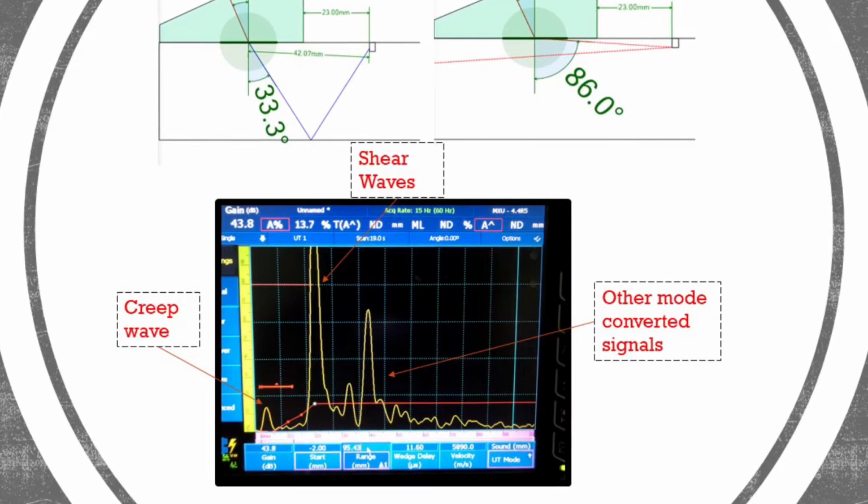While inspecting lower thickness, we have to note that the shear components will have the higher echoes, or will be dominant. And in the figure we can see that the creep wave is very small in amplitude and the other components are in high amplitude.